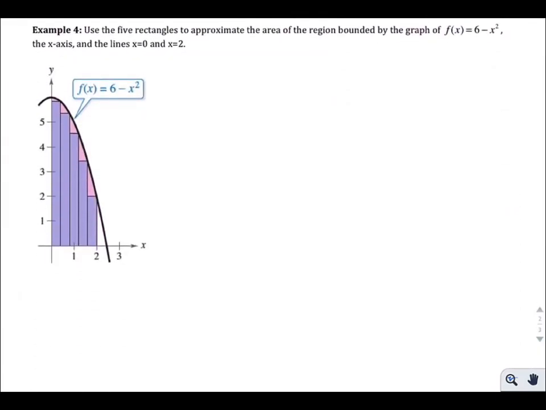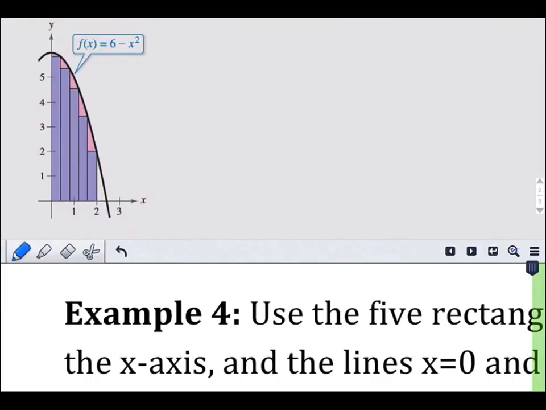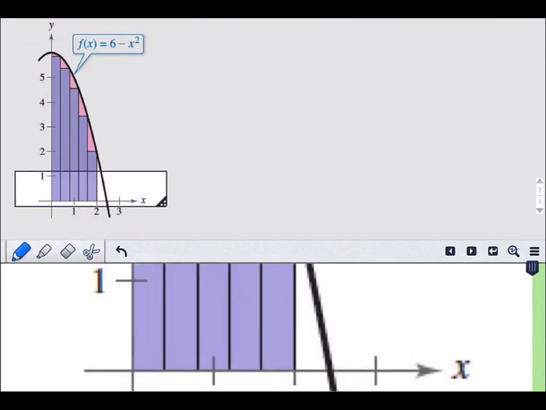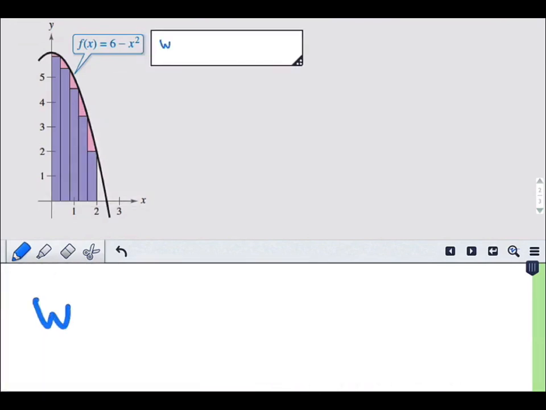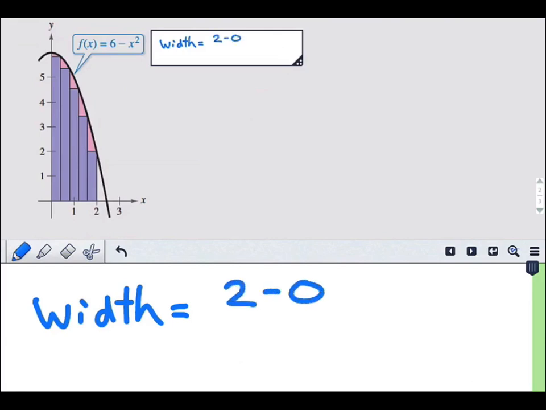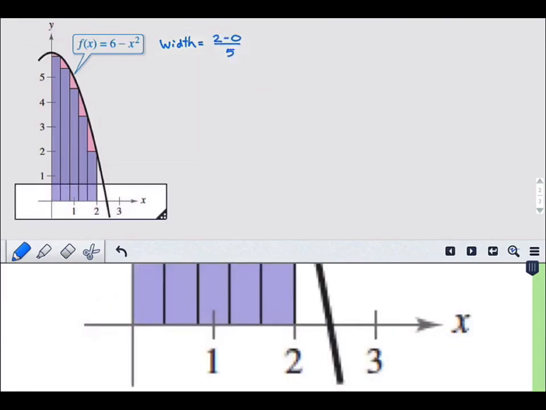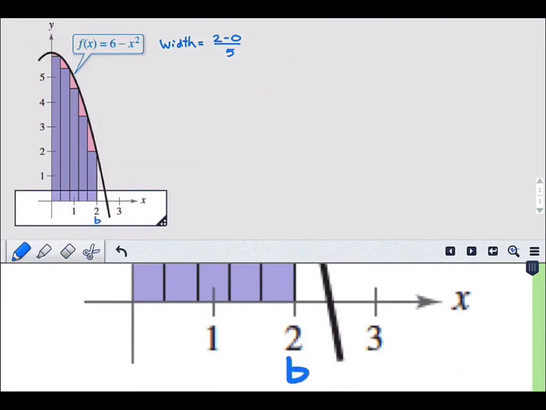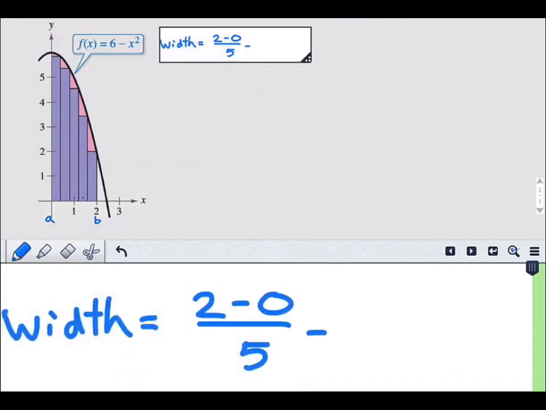Let's try this in example 4. Use 5 rectangles to approximate the area of the region bounded by the graph of f of x equals 6 minus x squared, the x-axis, and the lines x equals 0 and x equals 2. Here we have our drawing, and you can see our rectangles. First we find the width of each rectangle: b minus a over n is 2 minus 0 over 5. We have a total of 5 rectangles, so each width is 2/5.